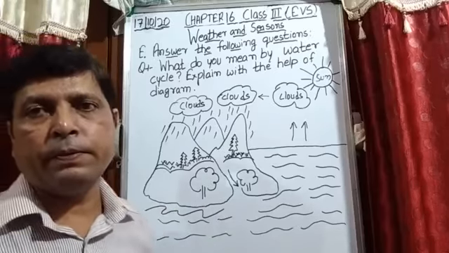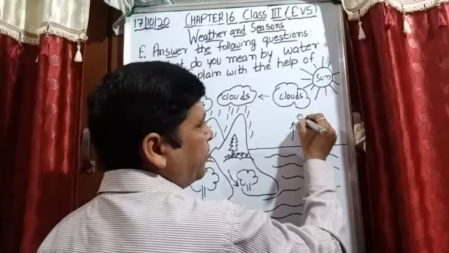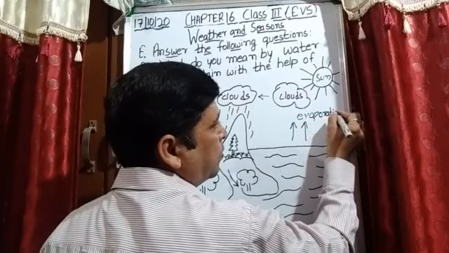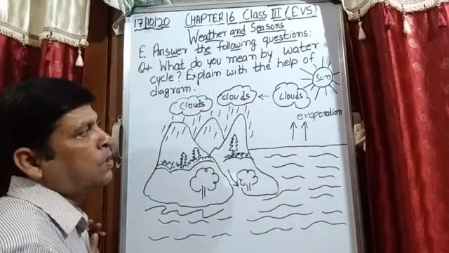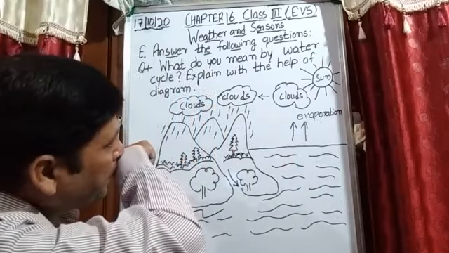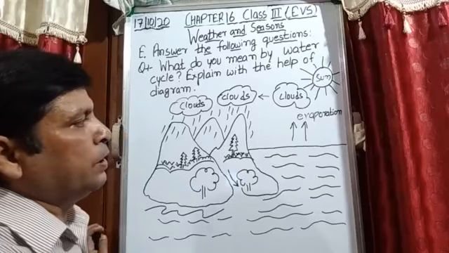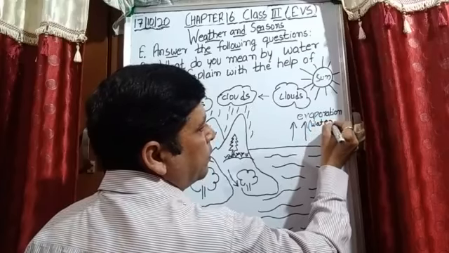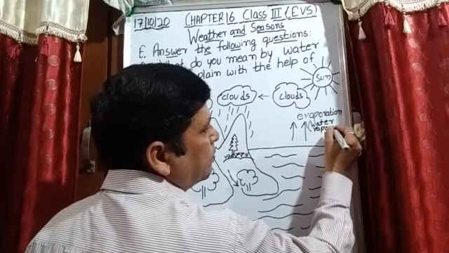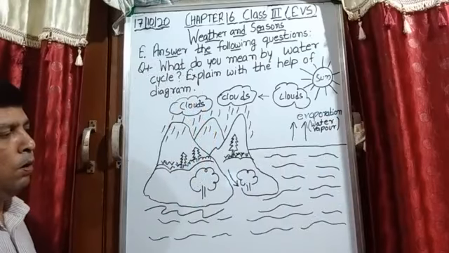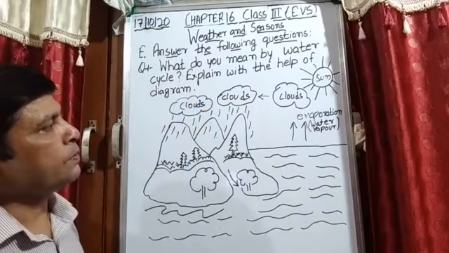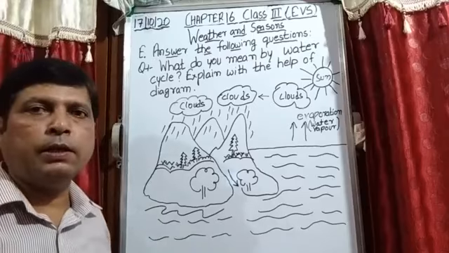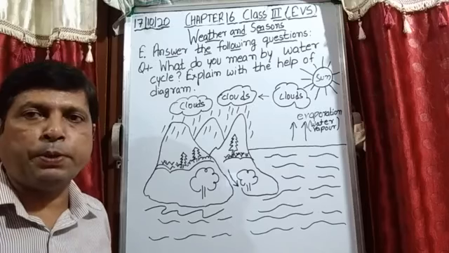Make this diagram in your classwork copy. Here what happened? Evaporation, and it changes into the form of water vapor. You can also take a screenshot of this picture, and after that you draw this in your EVS classwork copy.